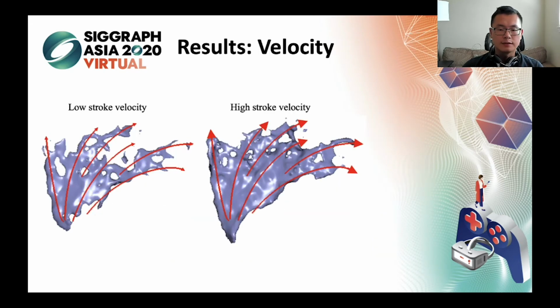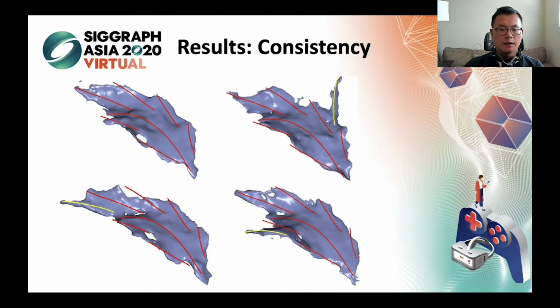So here's the result. We use the same set of streamlines as input, but with different velocities. And you can see how the velocities affect the result. When the velocity is low, the result tends to be sparse and dispersed. And when the velocity is high, the result tends to form thin sheets. This is actually consistent with the real world, since the thin sheets exist only in high speed.